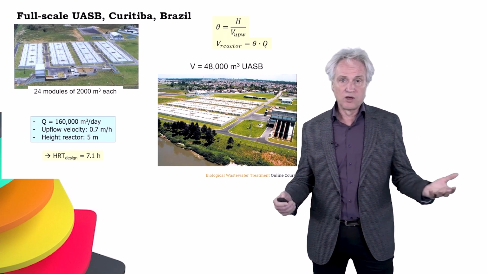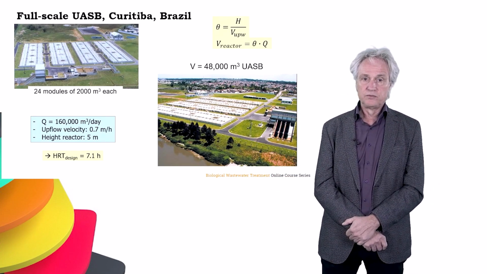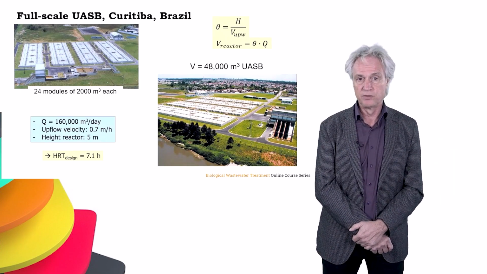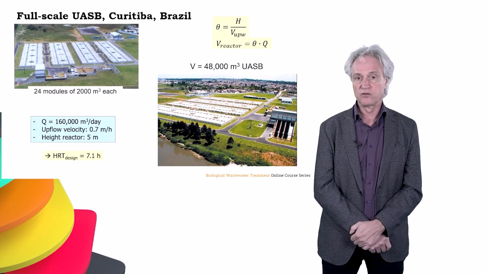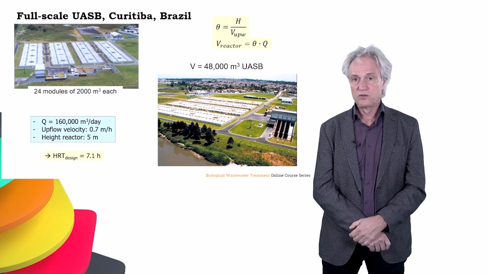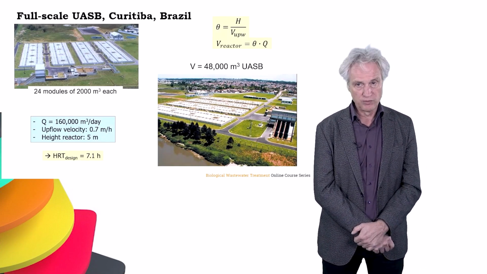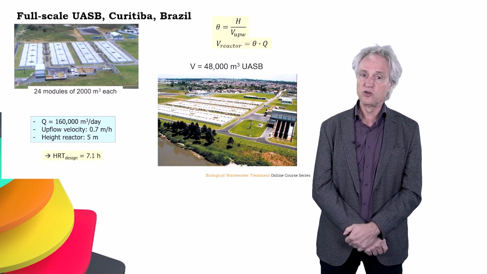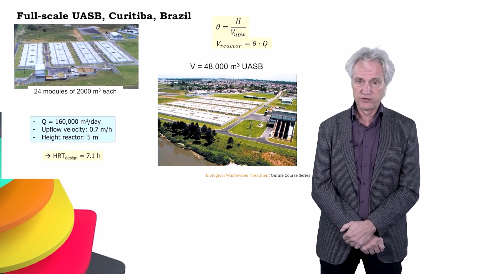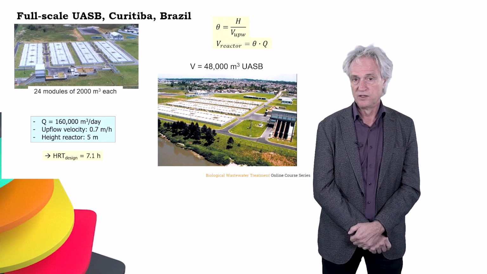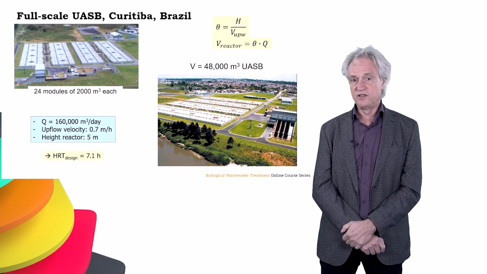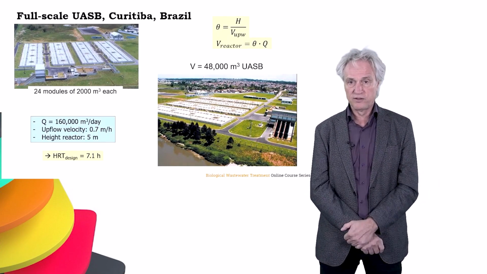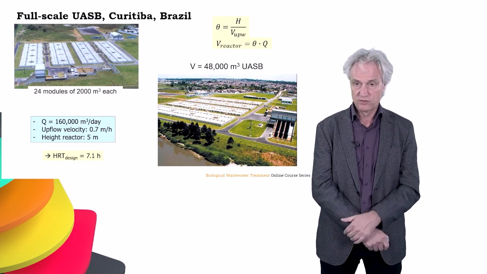Now, an example: this is Curitiba in Brazil. What you see here is a very huge reactor system for more than 1 million people. 24 modules, 2,000 cubic meter each. Total volume is 48,000 cubic meter of this USB. Influent flow 160,000 cubic meter per day. Upflow velocity 0.7 meter per hour. Reactor height 5 meter. And the HRT design is 7 hours. This is a conventionally designed USB reactor for these conditions.